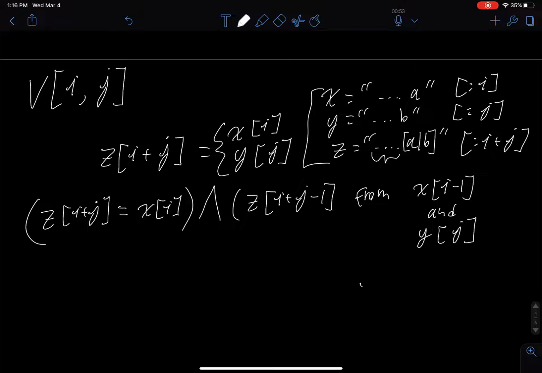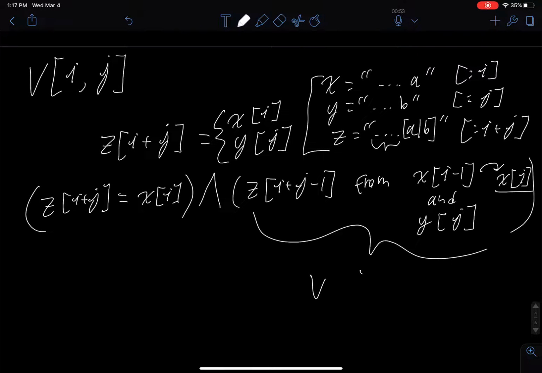Because this is simple enough. If we can just take the first i minus 1 characters of x and the first j characters of y, and we can form from them the first i plus j minus 1 characters of z, then all we have to do is look at the next position in x, which is the ith position. We can append that character to z, and then we will have formed the first i plus j characters of z. So this is one possibility. Note that this entire expression, in the language of our subproblems, is just V of i minus 1 comma j.